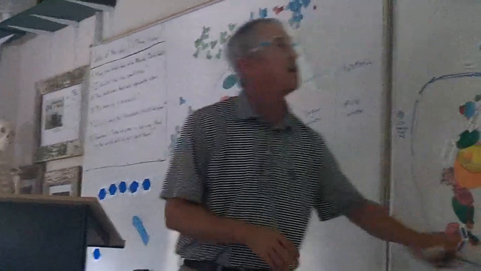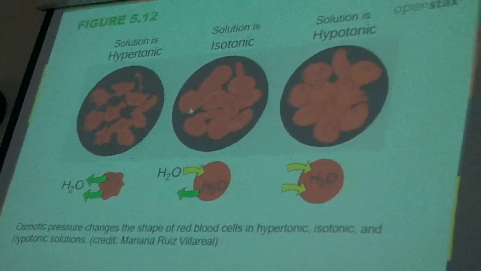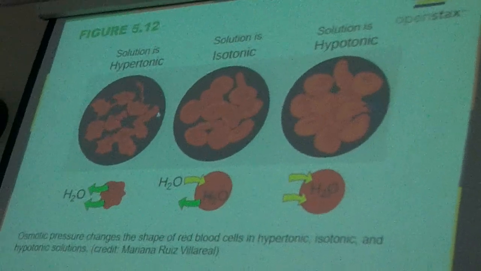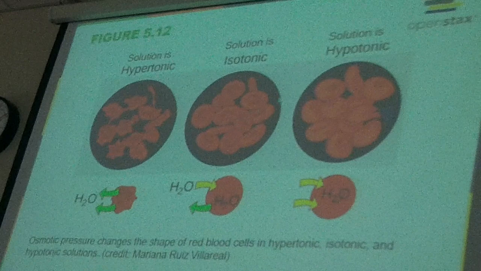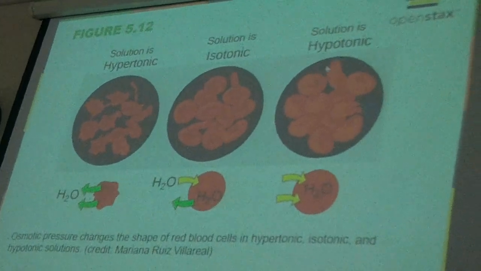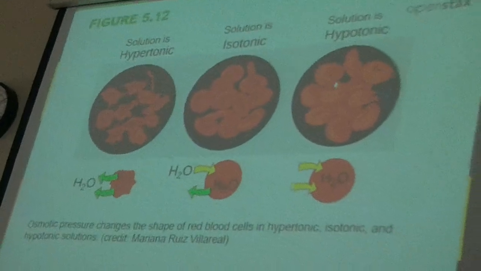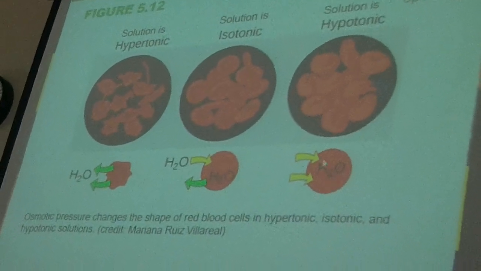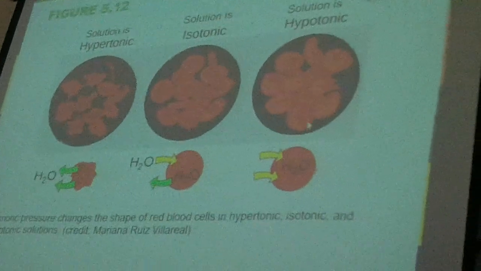So if you put a blood cell in an isotonic solution, it's just going to remain the same. That's a solution that has the same amount of solute as the cell does. If you put it in a hypotonic solution, then water will rush into the cell. And the cell will swell up and burst.